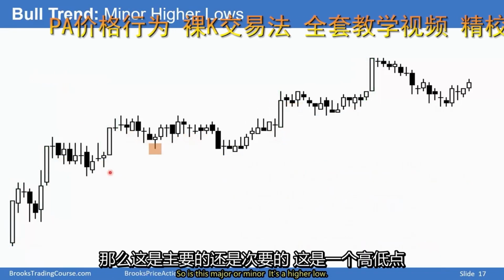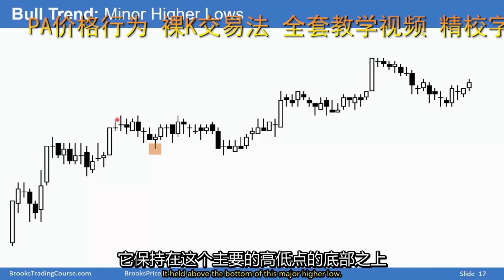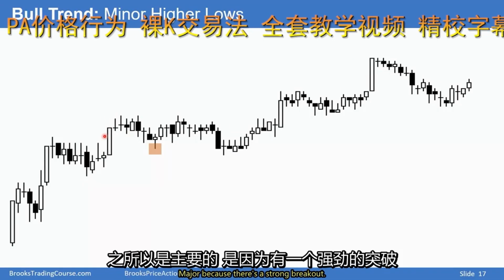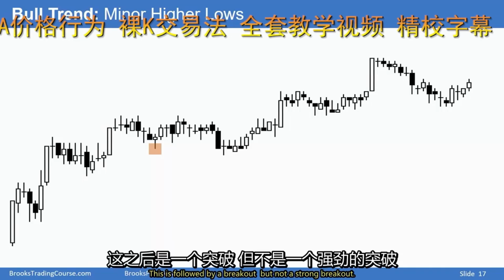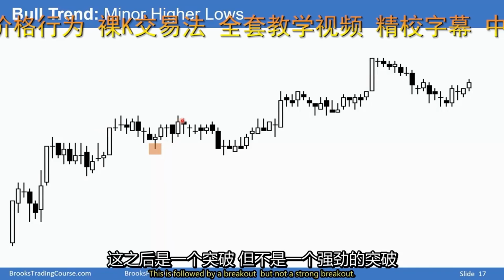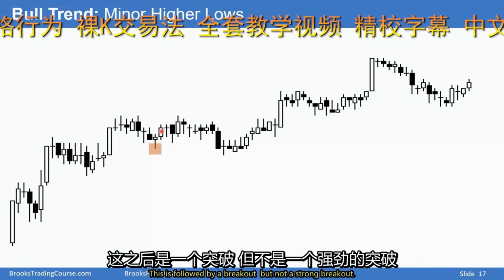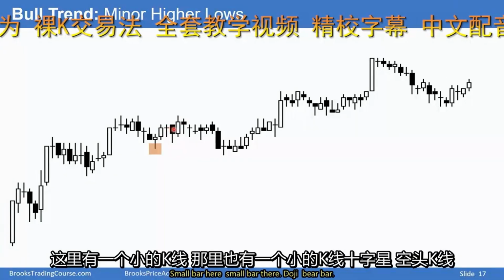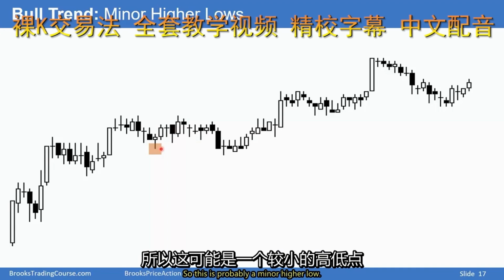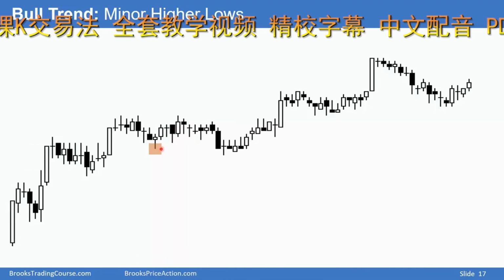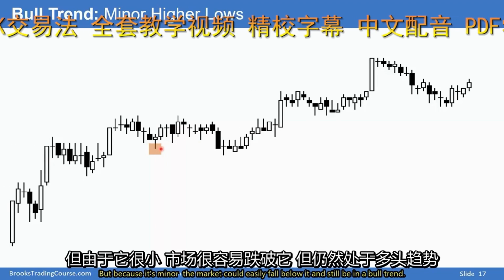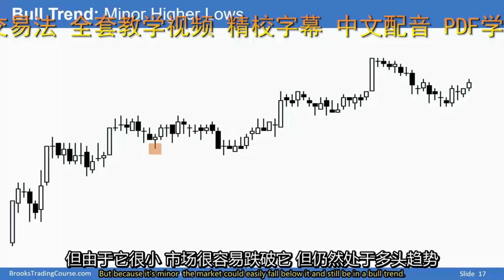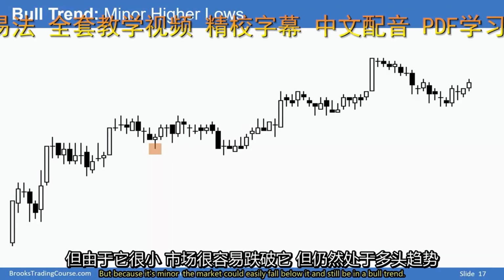So is this major or minor? It's a higher low. It held above the bottom of this major higher low, major because there's a strong breakout, new high. This is followed by a breakout, but not a strong breakout. A small bar here, small bar there, doji, bear bar. So this is probably a minor higher low. But because it's minor, the market could easily fall below it and still be in a bull trend.